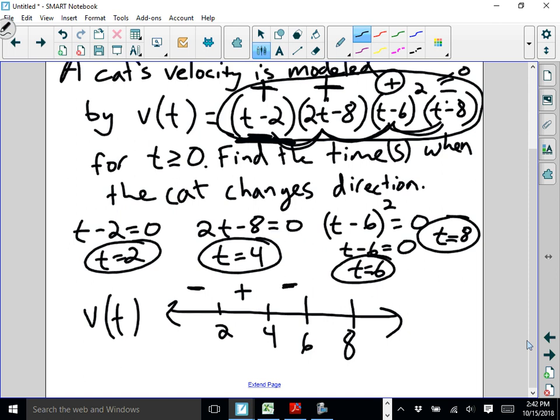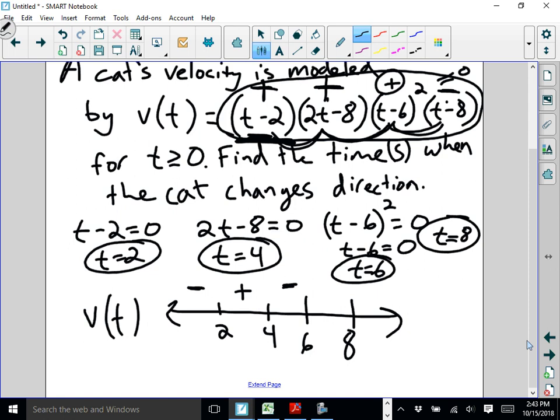Next, I'm going to check a number between 6 and 8. I'll use 7. 7 minus 2 is positive. 2 times 7 is 14 minus 8 is positive. 7 minus 6 is 1. 1 squared is positive. 7 minus 8 is negative. So I have the exact same setup, so I get a negative again.